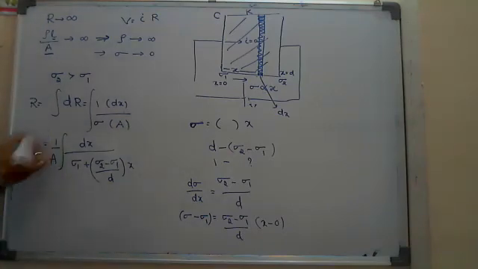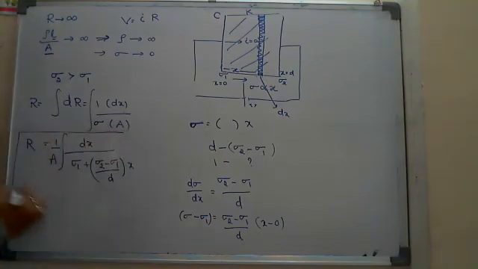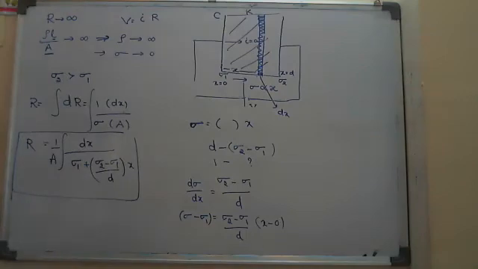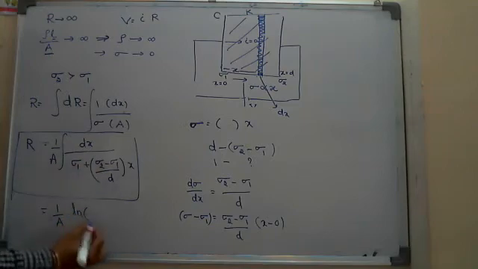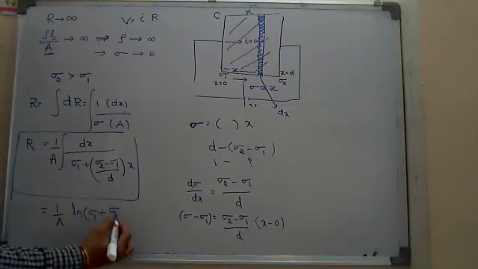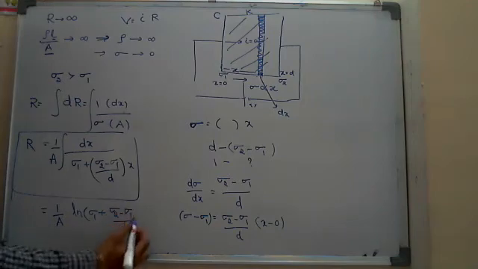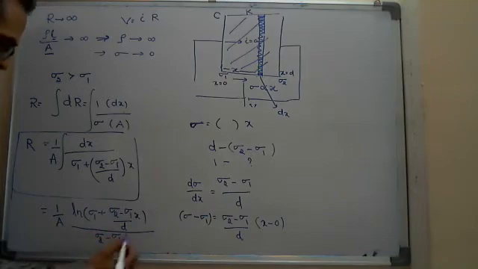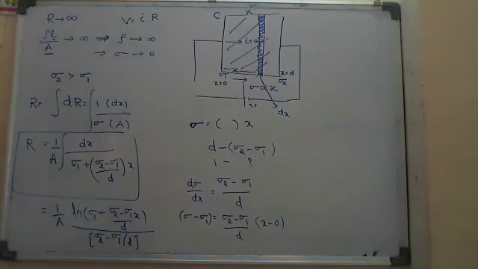Now you can integrate. This is the resistance. So the resistance of the dielectric here, by integrating, I am going to get 1 by A into, I think you know this integration, log of sigma 1 plus (sigma 2 minus sigma 1) by d into x, divided by (sigma 2 minus sigma 1) by d. I think no need to explain the integration, that you know.